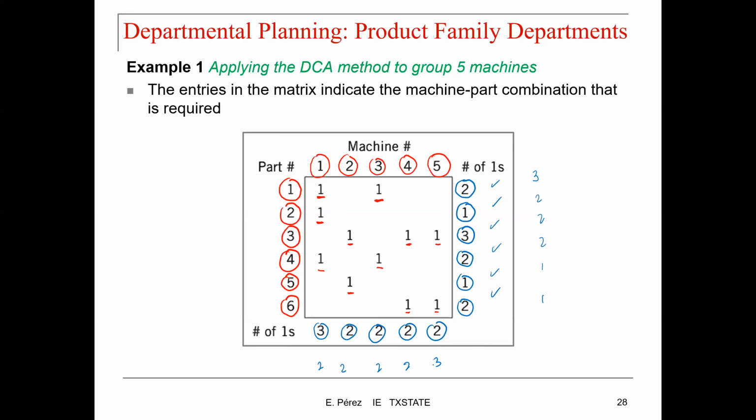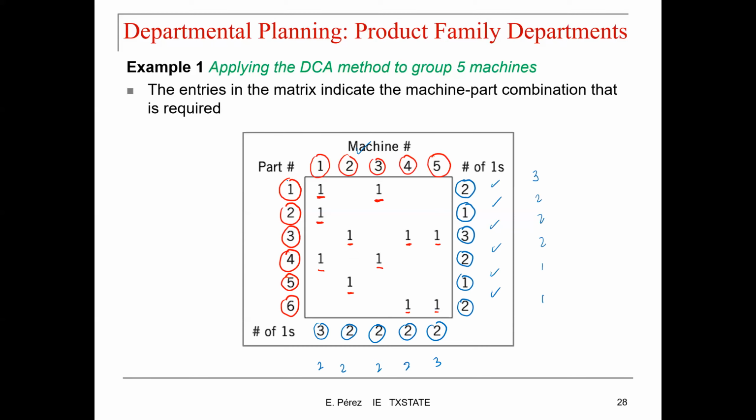So those are the movements that we have to do. And then if we have ties, we're going to break the ties in descending numerical sequence. So for example, for all these 2s, I'm going to start with machine 2, machine 3, machine 4, and machine 5. And then put machine 1. So you break the tie by the number of the machine. Same thing for the parts. You break the ties by the part number.